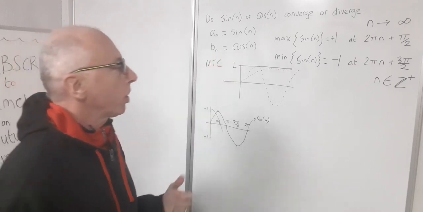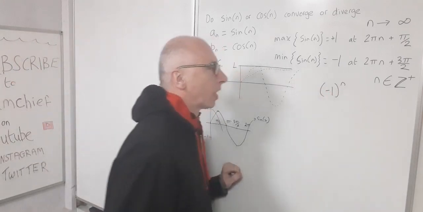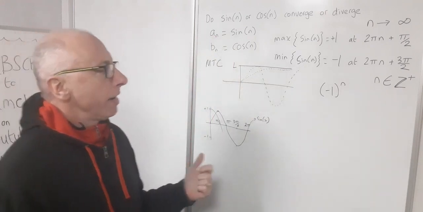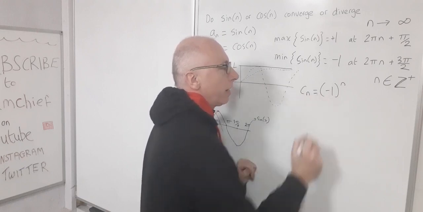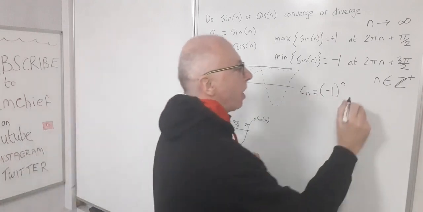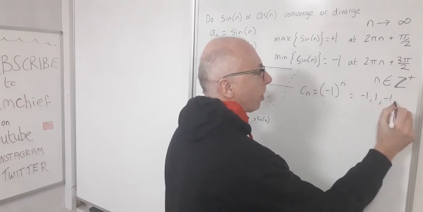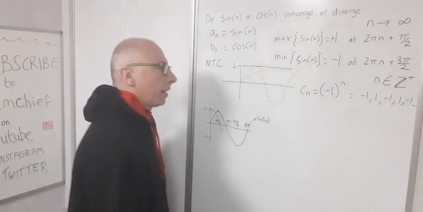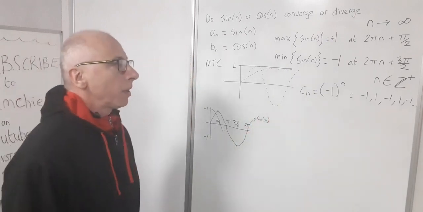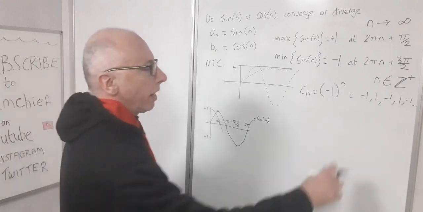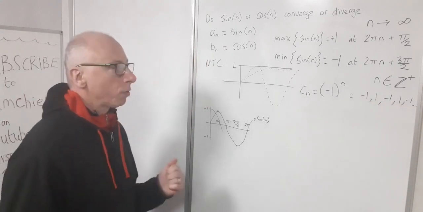Now another way we could look at this is if we take this term here, minus 1 to the n. If we call this sequence, for example, c of n, that equals minus 1 to the n, our values for this will become minus 1, 1, minus 1, 1, minus 1. Okay, so that's our sequence there, c of n. You can see c of n goes from minus 1 to 1 to minus 1 to 1 to minus 1. So basically there are two subsequences here.